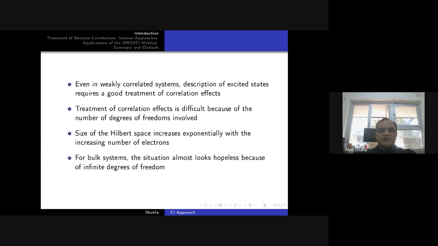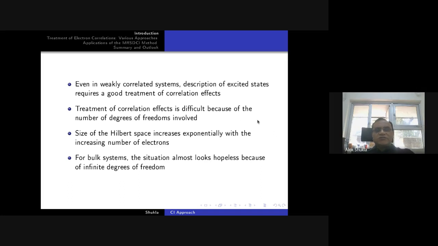Moreover, even in weakly correlated systems, when we say weakly correlated, we mean that the ground state is weakly correlated. But because the mean field is designed with the ground state in mind, for excited states we do have to take electron correlation effects into account. Otherwise, we will not get a good description.